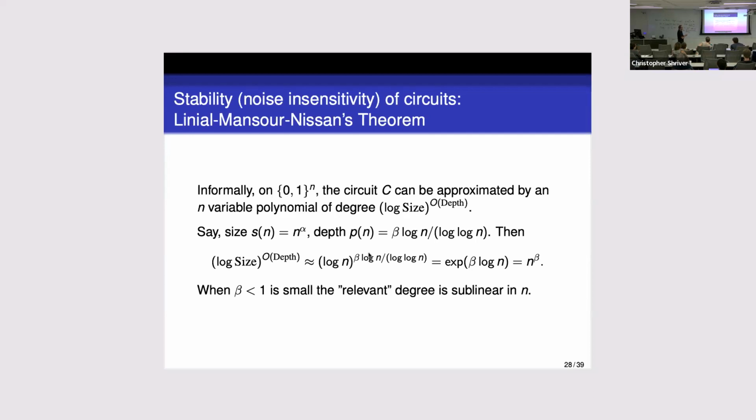Okay, all right. So if it so happens that you have a Boolean circuit with a depth behaving like this, and beta parameter is less than 1, then you know that this Boolean circuit can be well approximated in some sense by a polynomial with a sublinear degree. And we would like to take advantage of that.